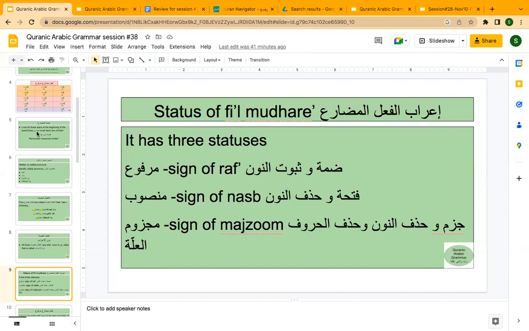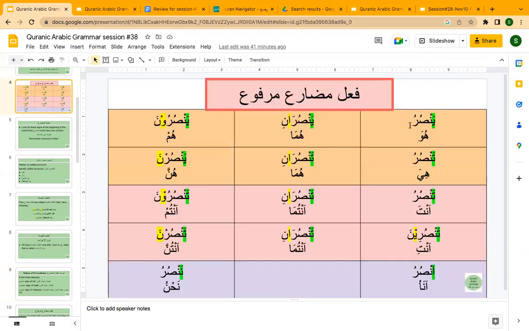But in case of fail mudare, did you notice this guy here, yansuru, has the ma ending, tansuru has the ma ending, ansuru and nansuru, they have the ma ending. Tansurina is not at the ma ending. Can you all see that? Focus on the ma ending of the table: yansuru, tansuru, tansuru, ansuru, nansuru. Everyone with me so far?